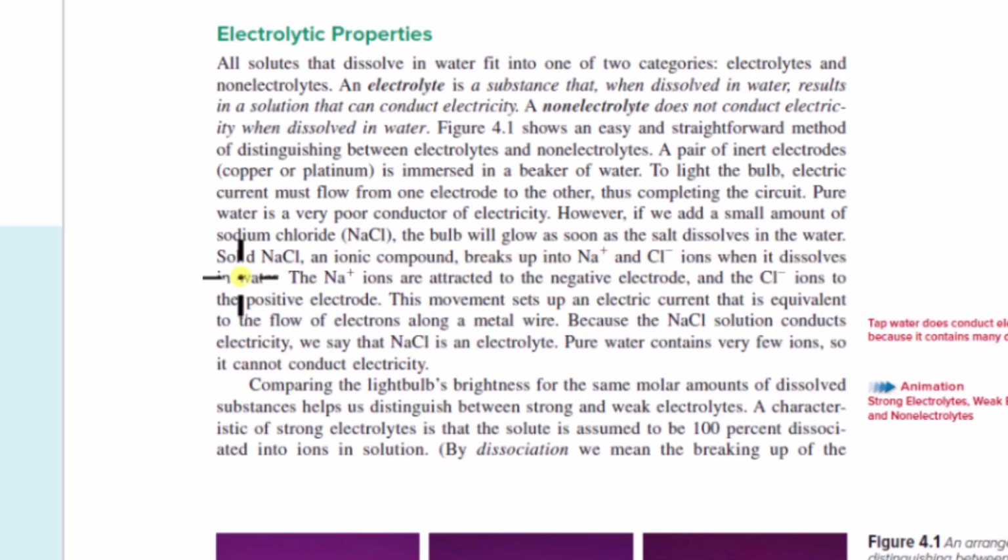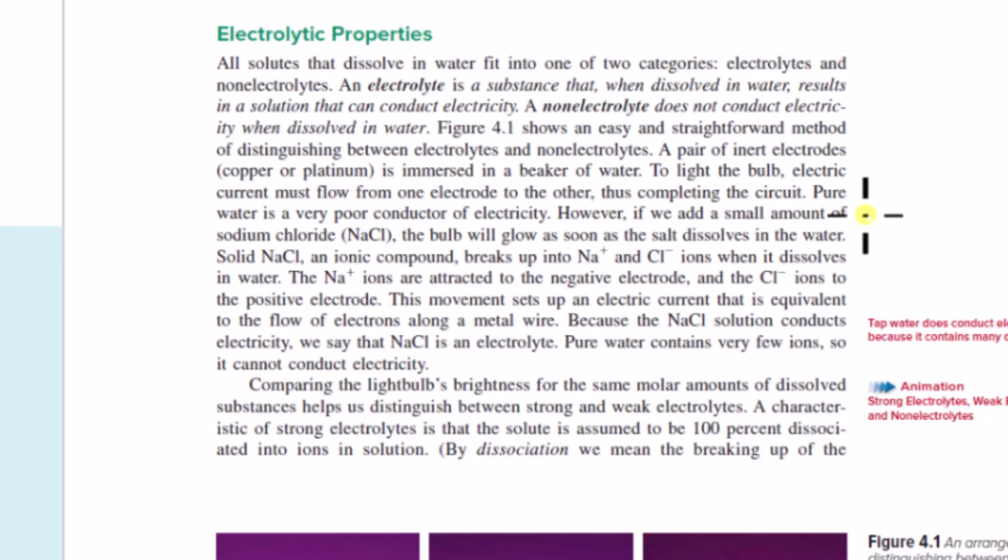in the water. Solid NaCl, an ionic compound, breaks up into Na+ and Cl- ions when it dissolves in water. The Na+ ions are attracted to the negative electrode and the Cl- ions to the positive electrode. This movement sets up an electric current that is equivalent to the flow of electrons going along a metal wire. Because the NaCl solution conducts electricity, we say that NaCl is an electrolyte. Pure water contains very few ions, so it cannot conduct electricity.